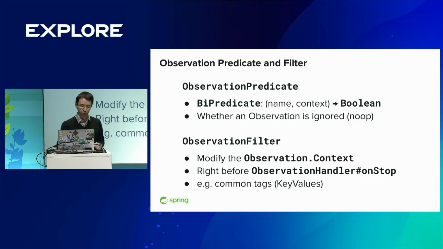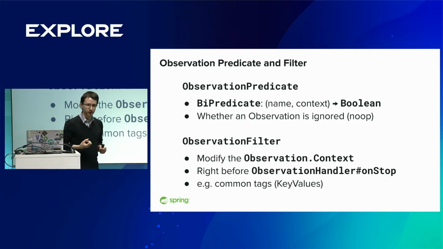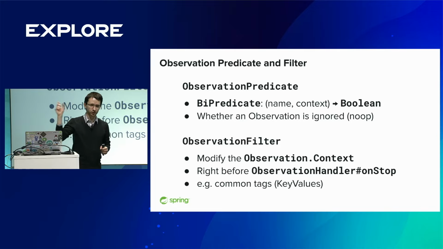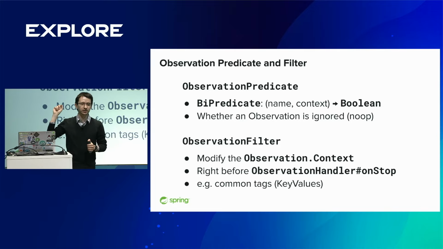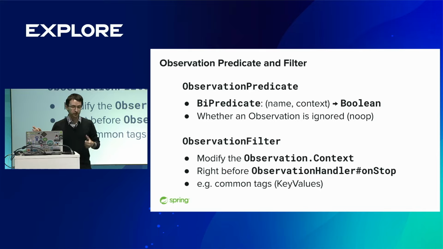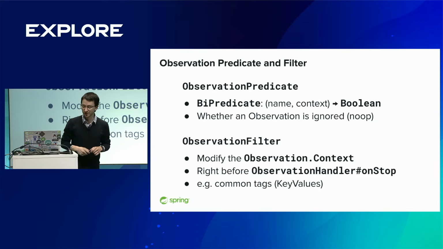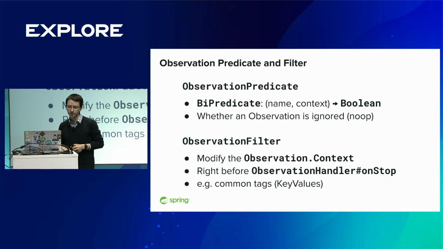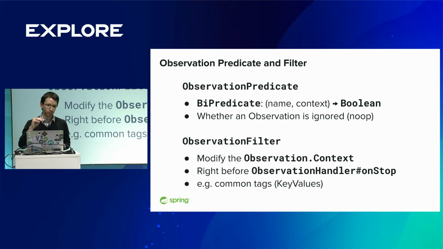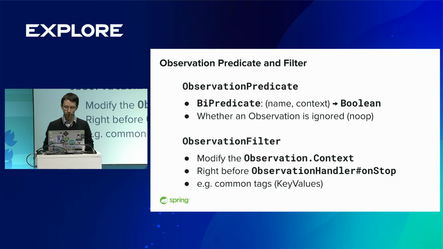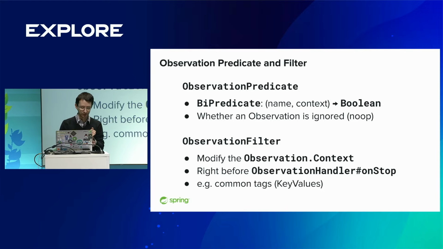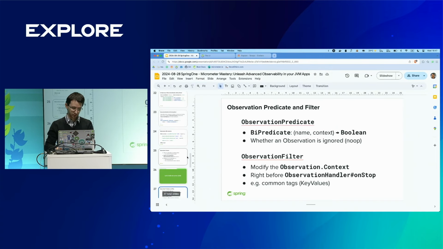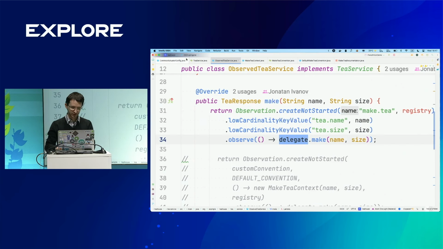And also there is the ObservationFilter, which is for modifying the context. The observation filter is a function over context and context. So its input will be a context and the output will be a context as well. And in that method, you can do the modification, but it has a limitation. It will be called once right before the stop method. We will talk later about how to overcome this and why this is a problem. But let's look into two examples for this.